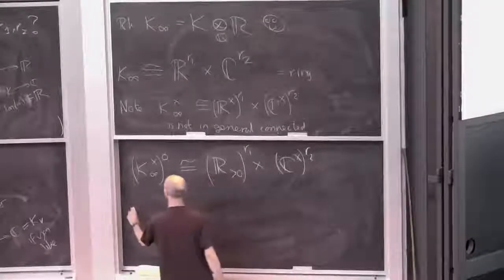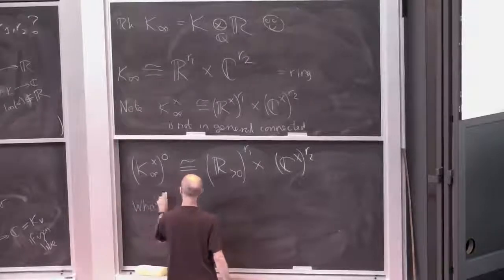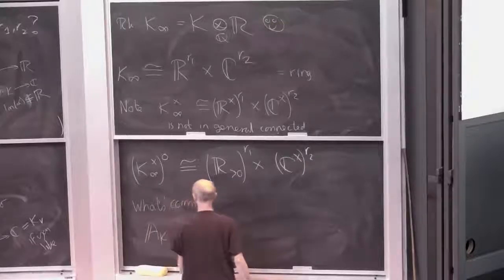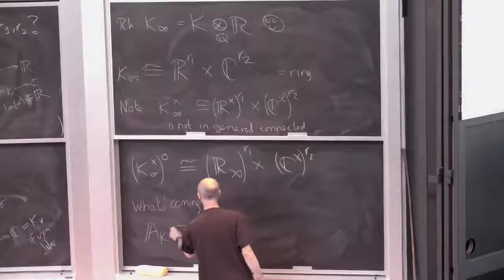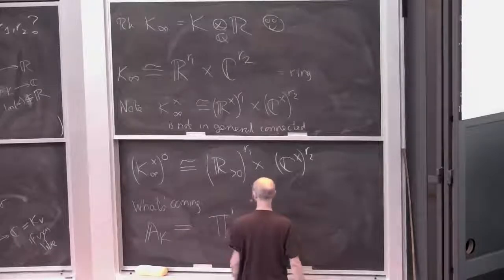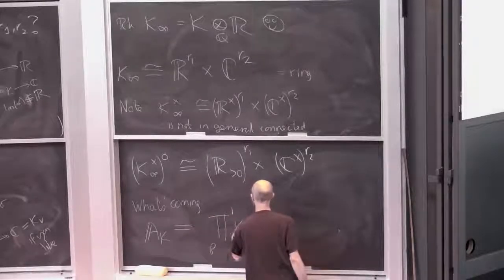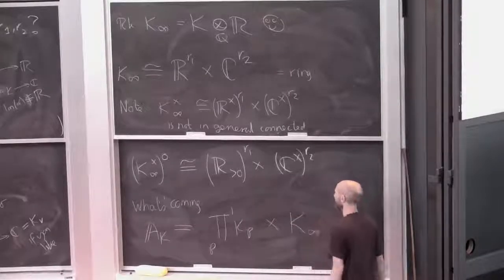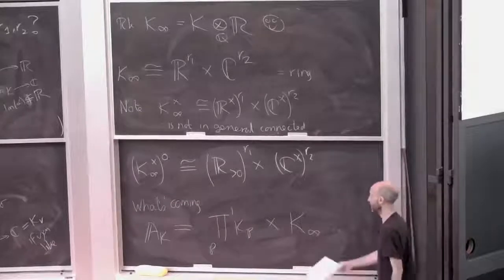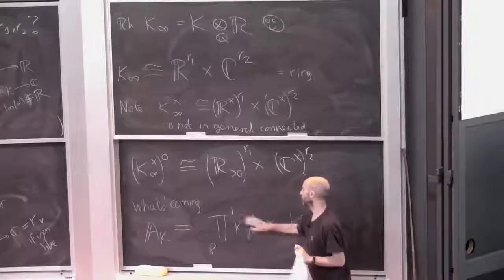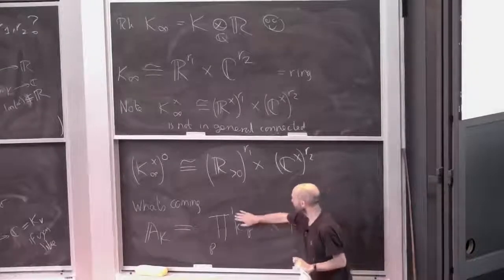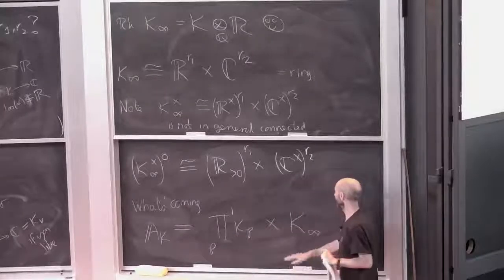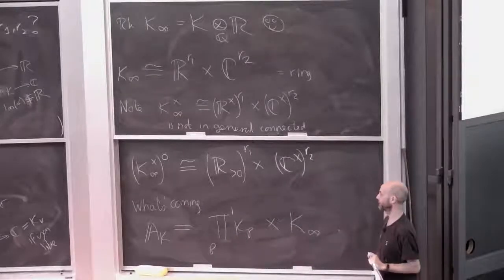So what's coming? It's time to stop. But what's coming is the adels of K, which equals some kind of restricted product over P of KP multiplied by K infinity. I'm going to stop, so I'm not going to explain this now, but this is what we're getting to. This is not a full product. There's something else going on, and there's some issue with the topology as well. But at least I've very carefully written down this infinite place.